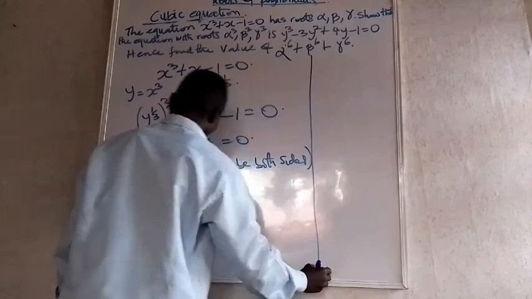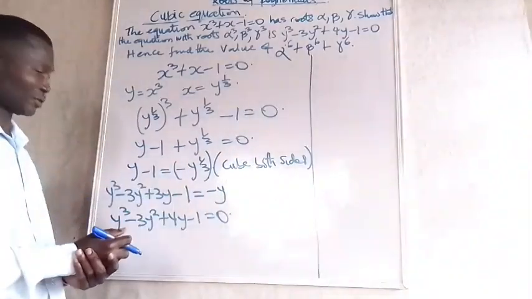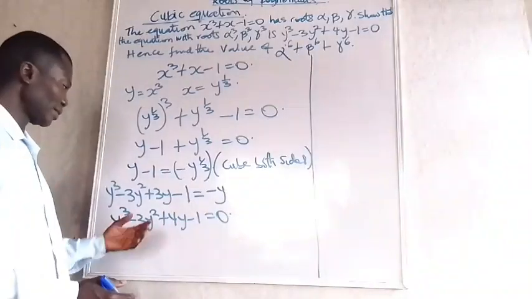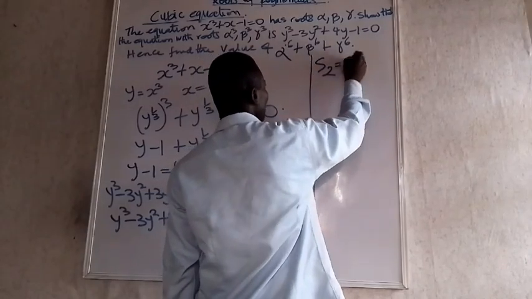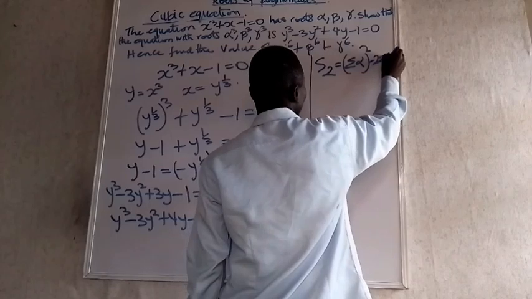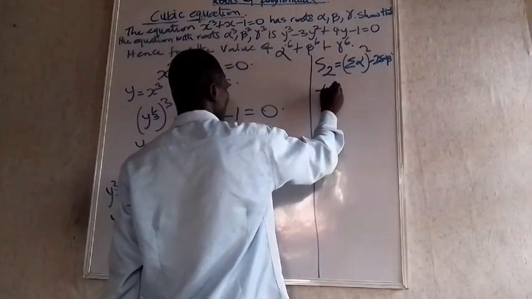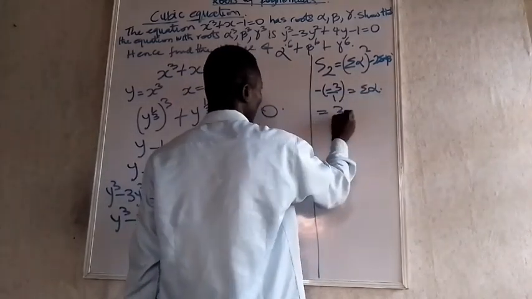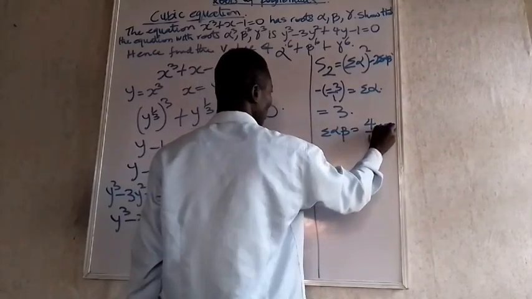It will be very good for us to make the job easy by using summation. I think using summation will make the job very easy. So S2 is equal to summation alpha all squared minus 2 summation alpha beta. So what is summation alpha? That is minus 3 over 1, so summation alpha is equal to 3. Summation alpha beta is equal to 4 over 1, which is 4.